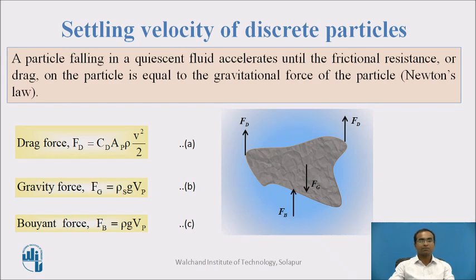The third one is the upward force, that is the buoyancy force, or we normally say the buoyant force. It is denoted as Fb, where Fb is equal to the density of fluid, that is our water, denoted rho, multiplied by acceleration due to gravity, that is small g, multiplied by the volume of the particle, that is Vp.